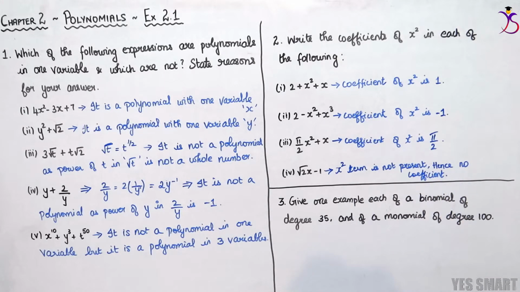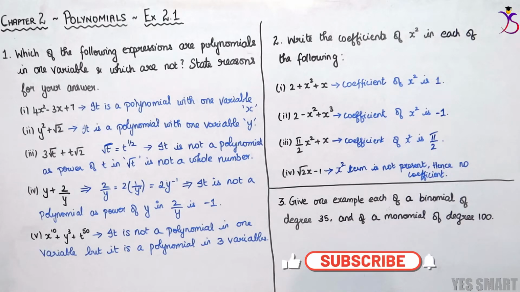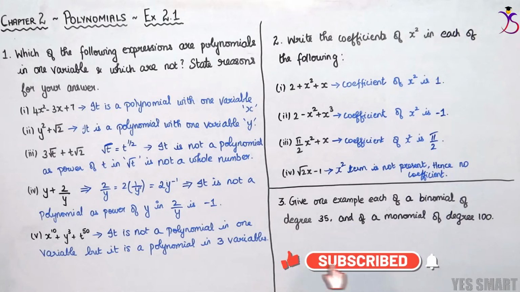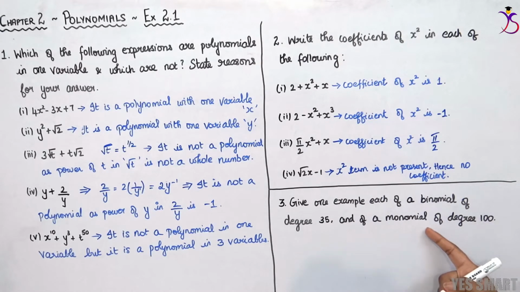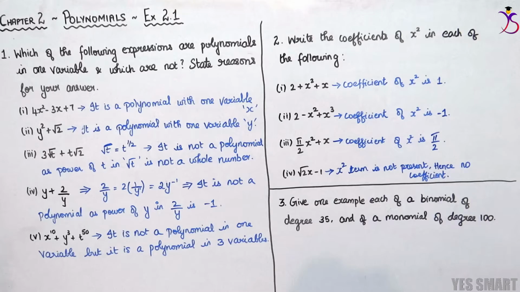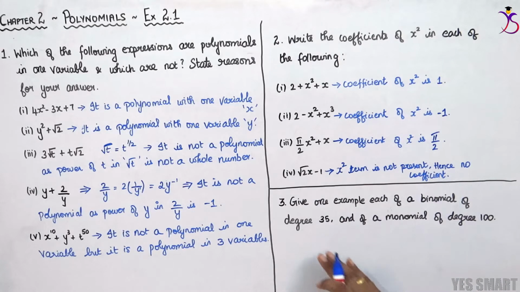Moving on to the third sum. Give one example each of a binomial of degree 35 and of a monomial of degree 100. So we are supposed to give an example for a binomial. We know that binomial means two terms with degree 35. So the highest power of that binomial should be 35. And a monomial, that is only one term, with degree 100. The highest degree should be 100.